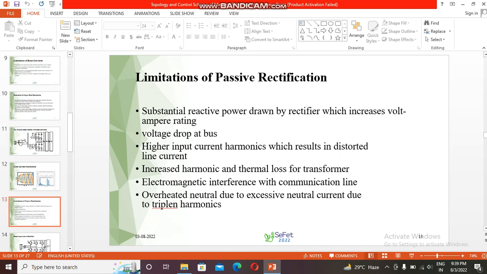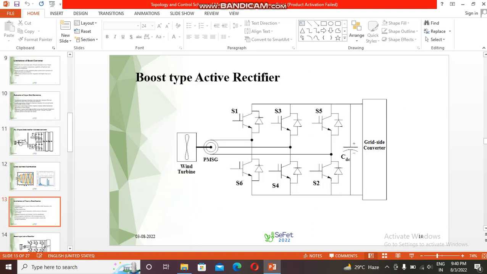There is a voltage drop at the bus. The higher input current harmonics result in distorted line current. There is an increase in harmonic as well as thermal loss of the transformer. There is electromagnetic interference with the communication line. And there is an overheated neutral due to excessive neutral current caused by triplen harmonics.